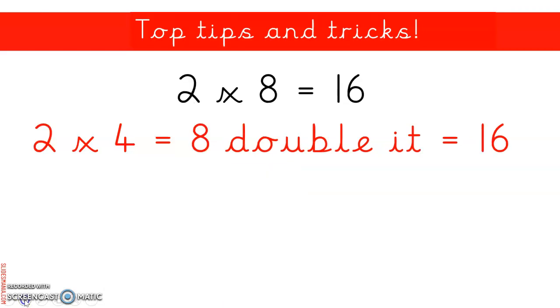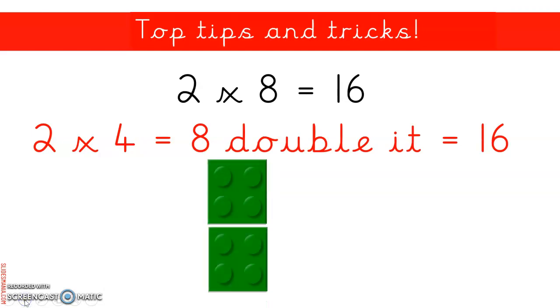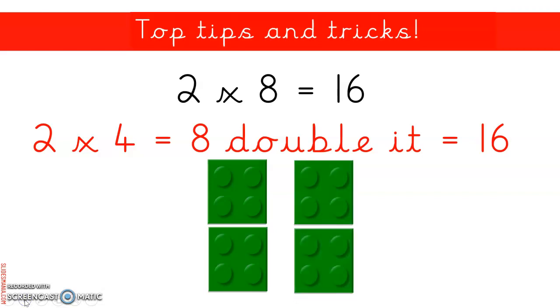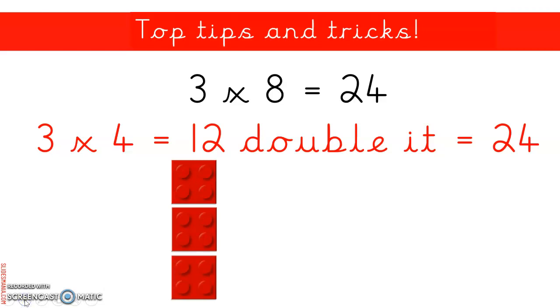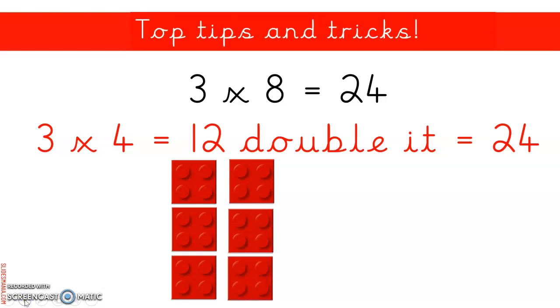Let's look at another. 2 lots of 8. Well, 2 lots of 4 are 8. If we double it, we've now got 2 lots of 8. So we double the 8 to get 16. So use what you already know. 8s aren't that hard. We can do it. 3 times 8. Well, 3 4s are 12. I know that. We've been learning it. Double it. Double 12 is 24. Easy. 3 times 8 is 24.